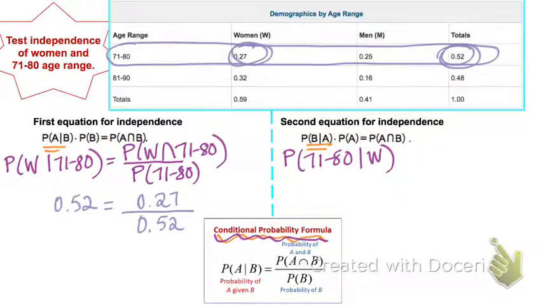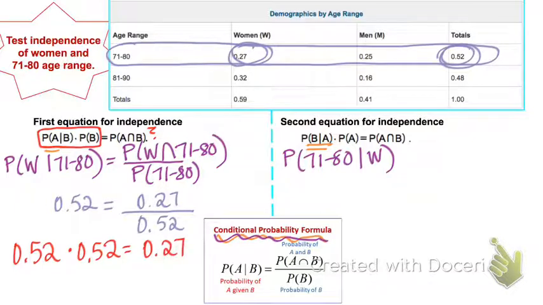So all this is doing is it's saying, substituting now into this formula and seeing if it equals this. So the probability of being a woman given your 71 to 80, we said is 0.52. The probability of being 71 to 80 is 0.52. And if we multiply those together, we get 0.27, which is the probability of being a woman and 71 to 80. So they appear to be independent in this case.